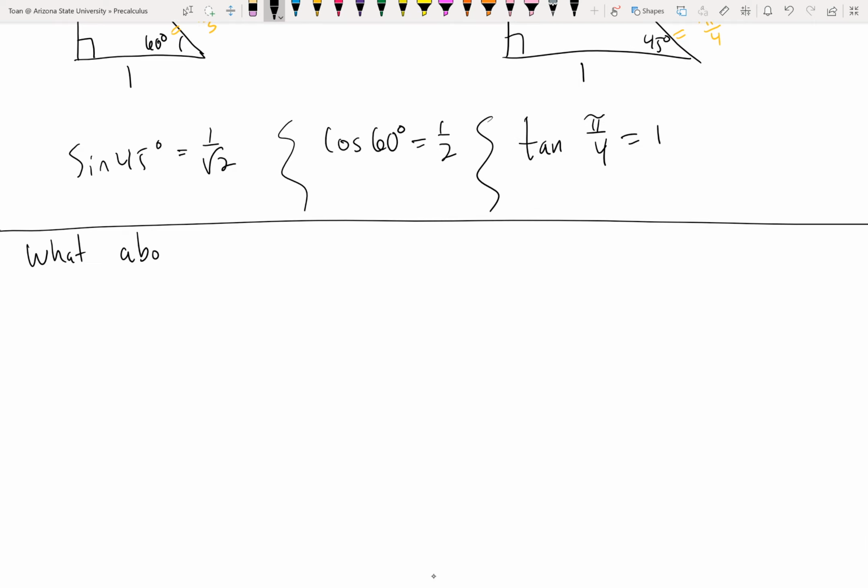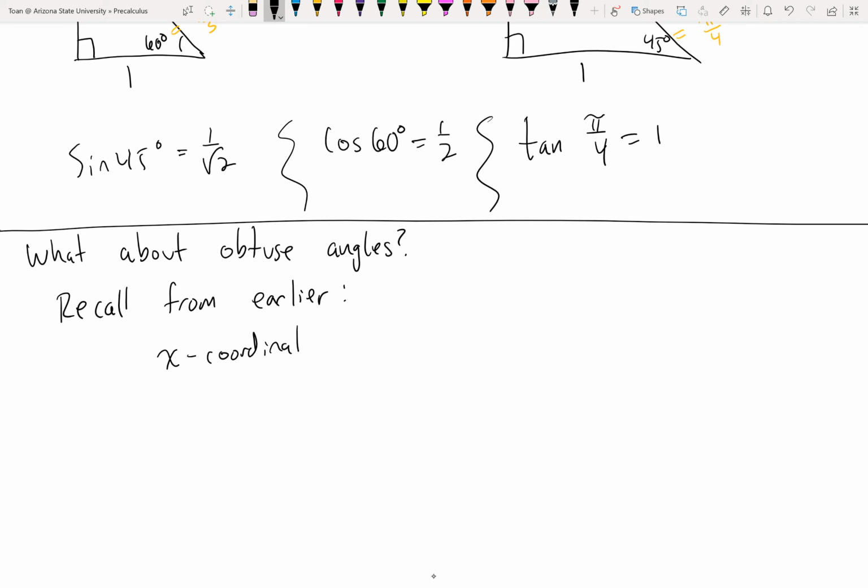What about obtuse angles? We need to recall from earlier that the x-coordinate relates to cosine, and that the y-coordinate relates to sine. That is a very intimate relationship.